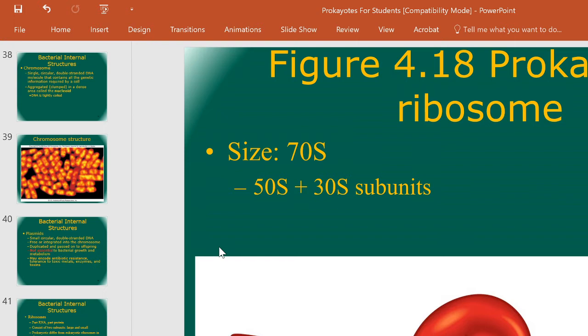And that's because the eukaryotic ribosome is going to have a different size, and that difference does matter actually when it comes to treating infections and how some of our antimicrobial drugs work. So that size difference is important.